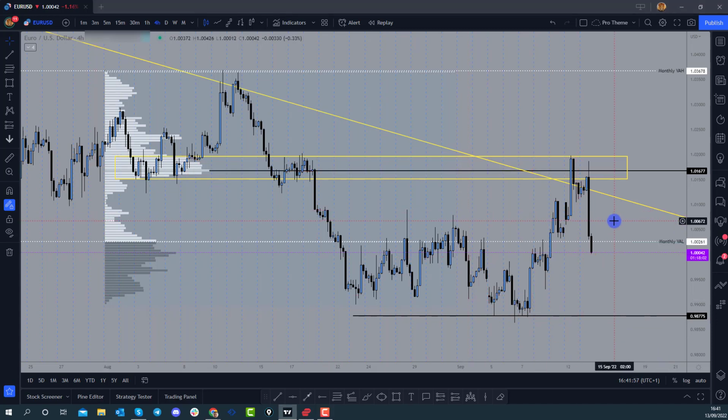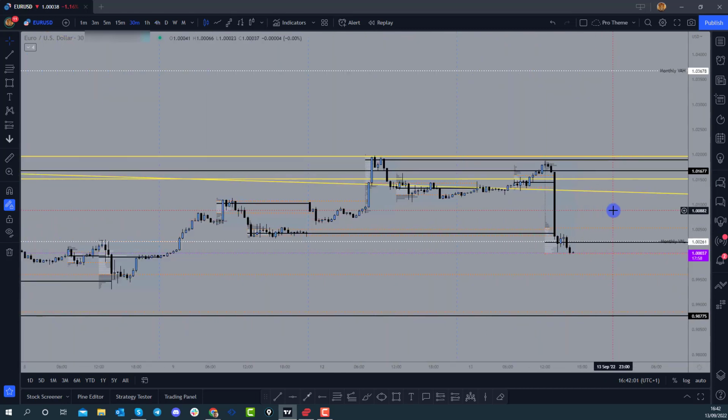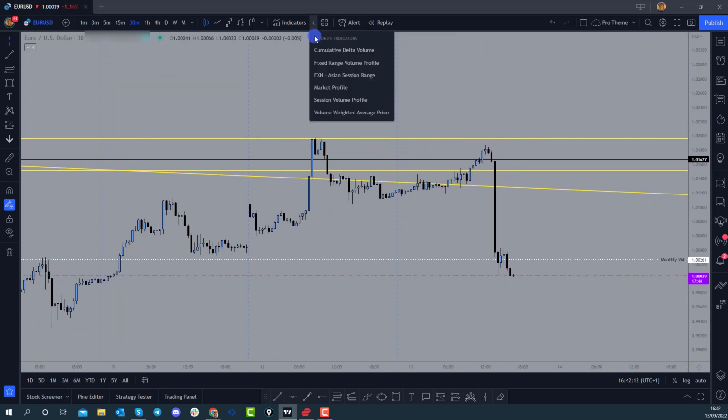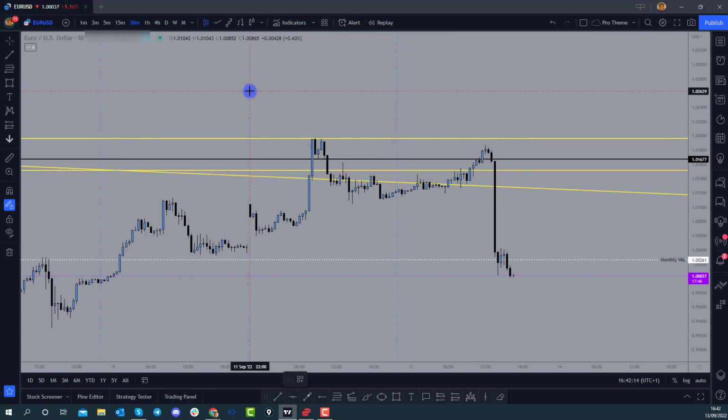I'm just going to go to the dailies, so I'm just going to go down to a 30-minute. Now what I'm going to do is just turn off a couple of these, and I'm going to pop on a daily profile, because again I just want to show you that price came into the value area high of yesterday, rejected that value area high ahead of the news.